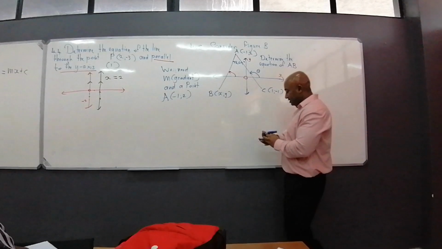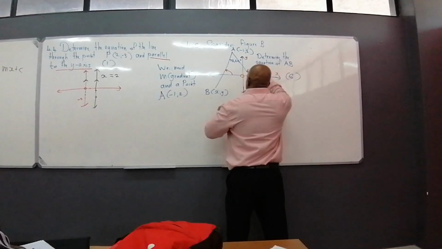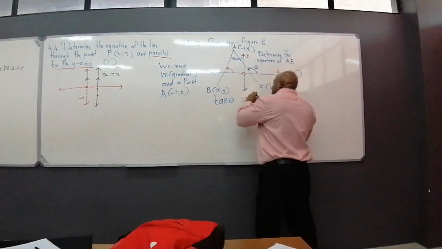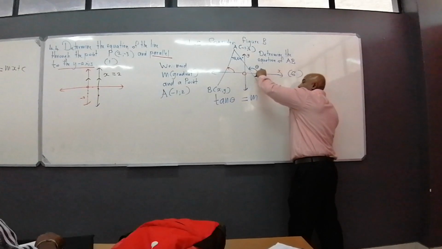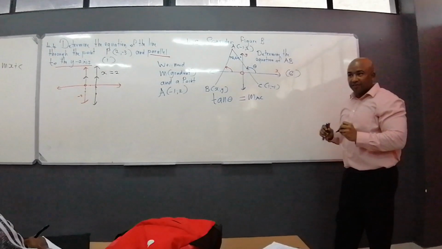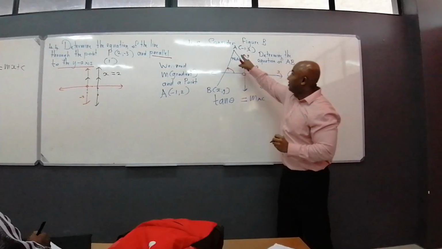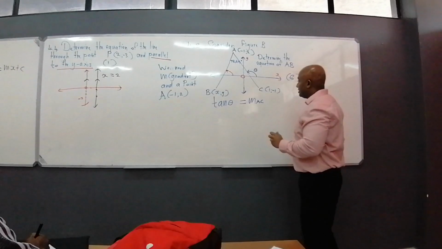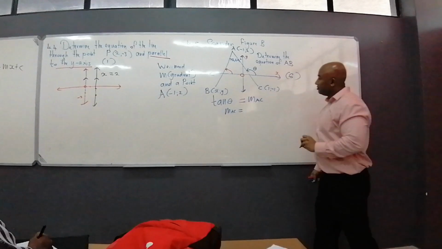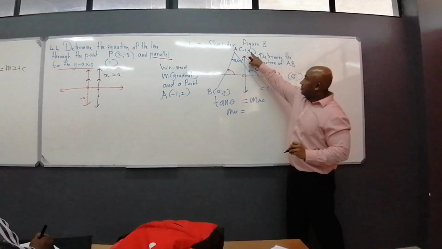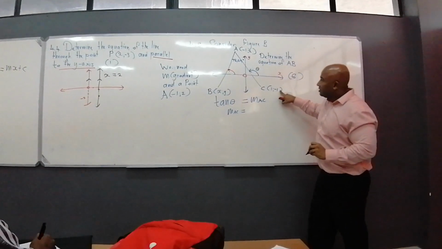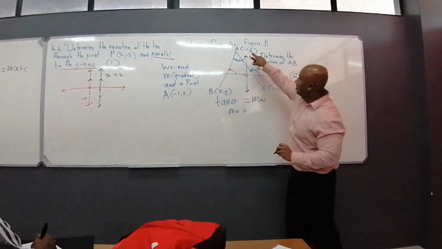Okay, let's write it down. So tan of theta is equal to m. If I want this angle, I need the gradient of line AC. Can you see that? So therefore, I need to first find the gradient of line AC. So let's do that. So m of AC. So I'm going to go y2 minus y1. You are following what I'm doing here? I'm going to go y2 minus y1, and I'm going to go x2 minus x1.